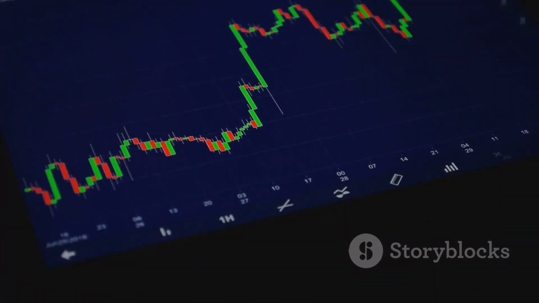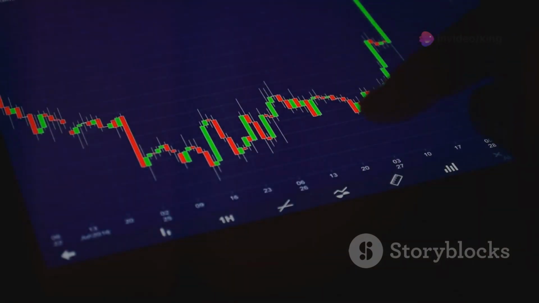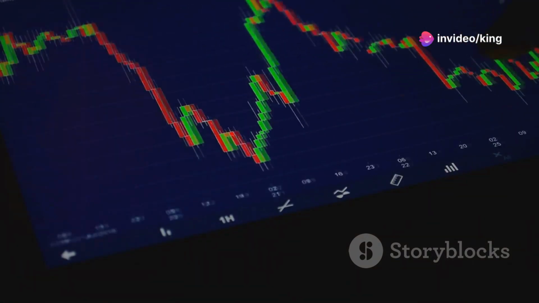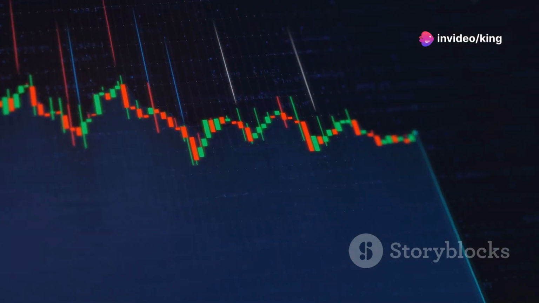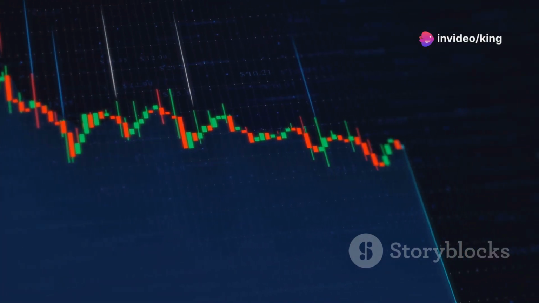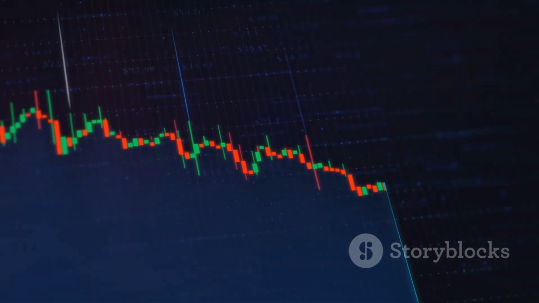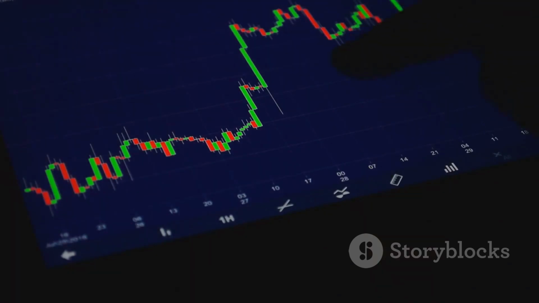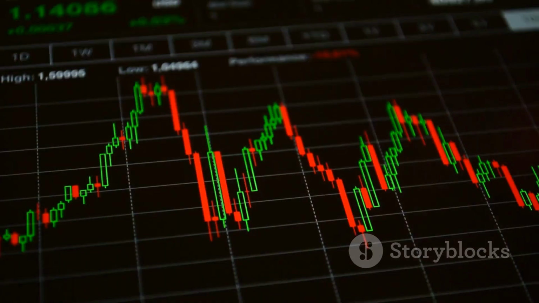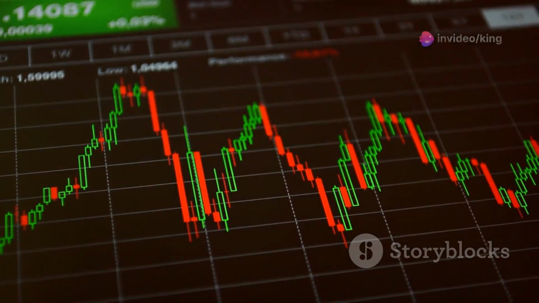On a 5-minute chart, you'll see the opening, high, low, and closing prices for each 5-minute period. Green candles typically indicate bullish movement, while red candles show bearish movement. The size of the candle body represents the strength of the move. Long wicks on candles can signal potential reversals.